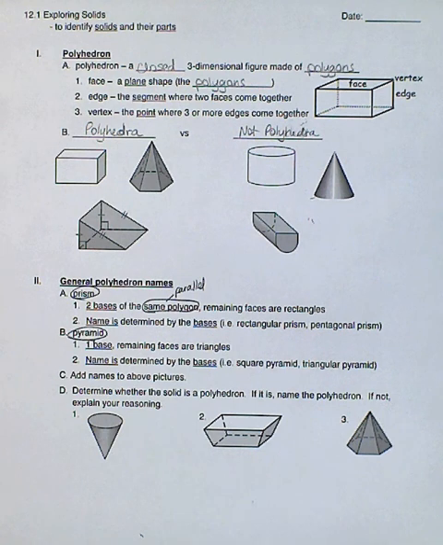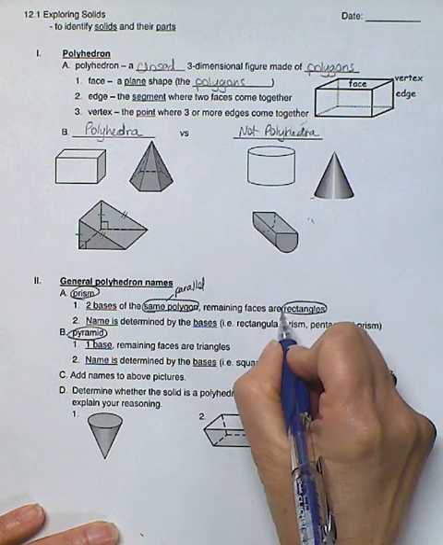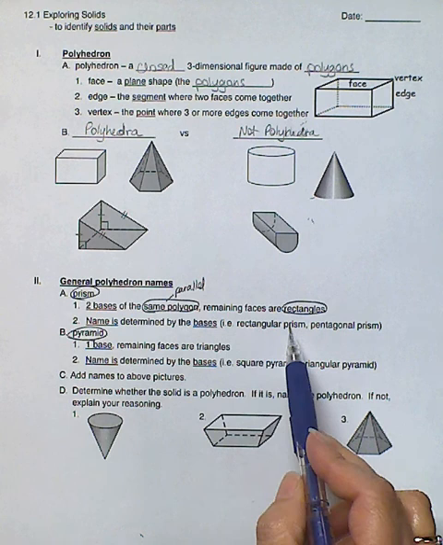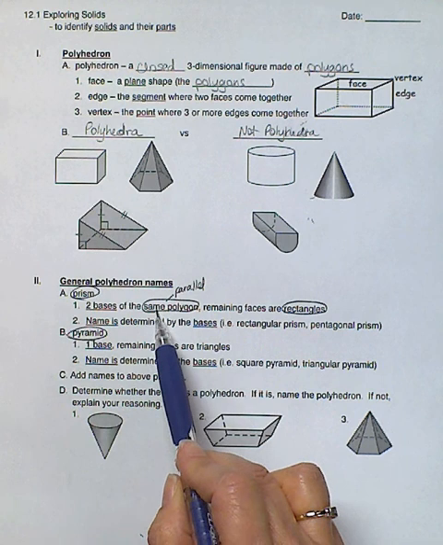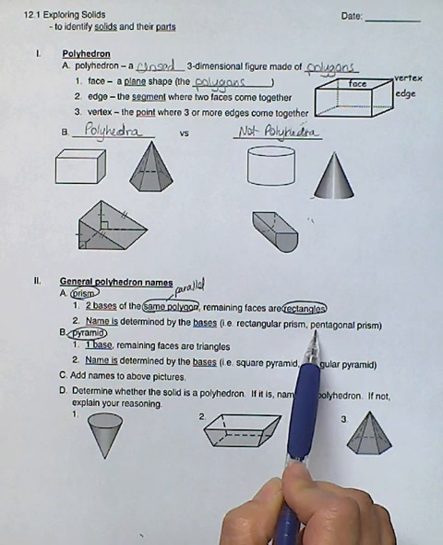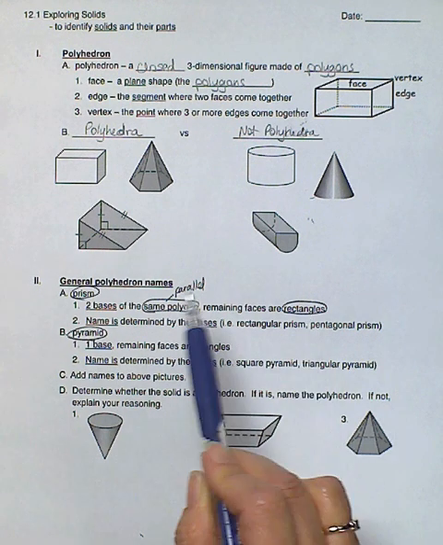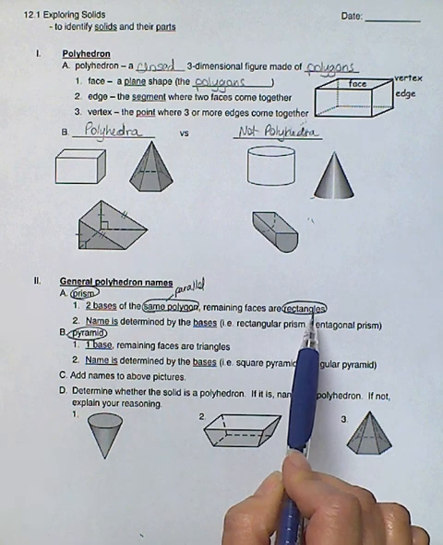So what happens with the other faces? The other faces have to be rectangles. So the question becomes, well, aren't they all rectangles? And the answer is no. Yes, a tissue box is all made of rectangles, so it would be a rectangular prism. But what if the bases are a pentagon and everything else is a rectangle? Then we would call that a pentagonal prism. So you could have triangles with rectangles, octagons with rectangles, hexagons with rectangles. That's still going to be a prism.